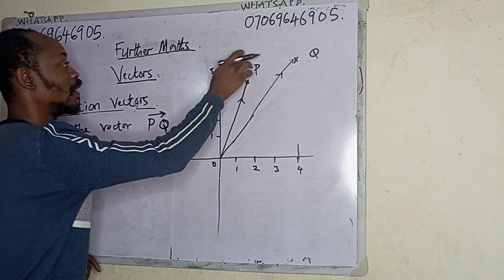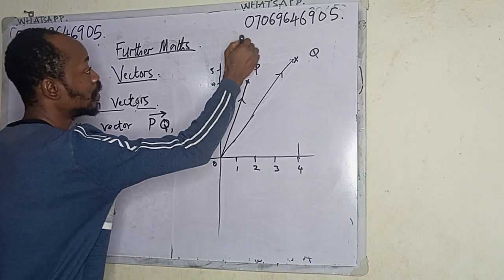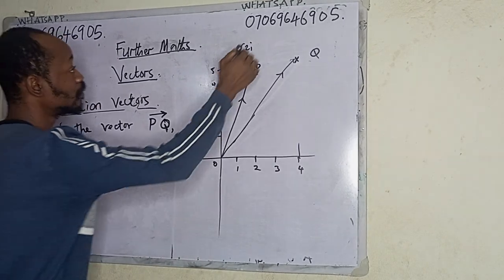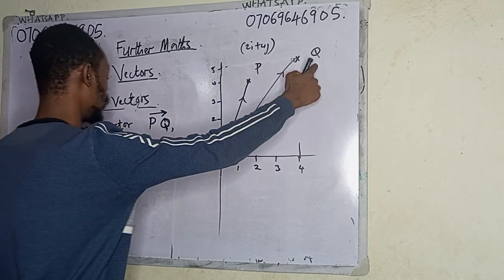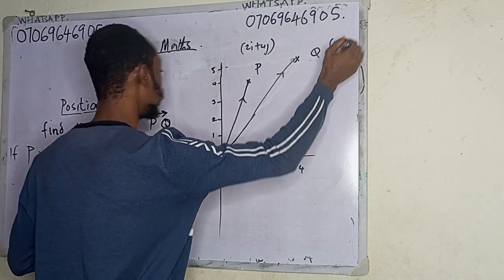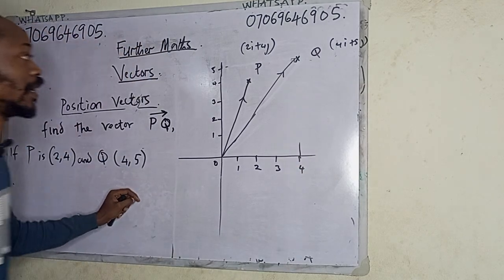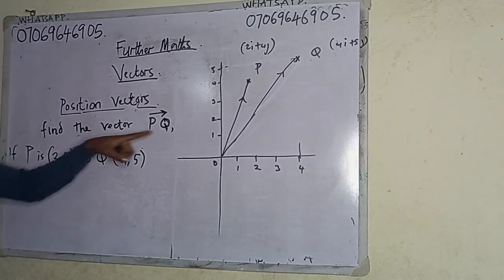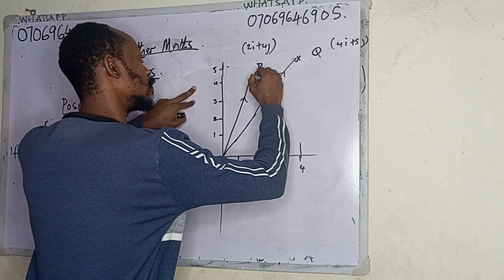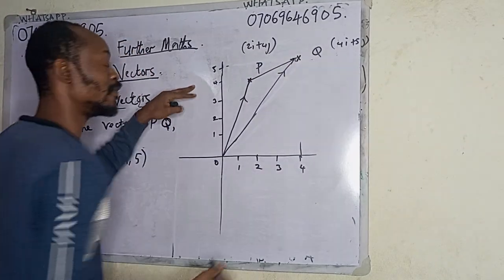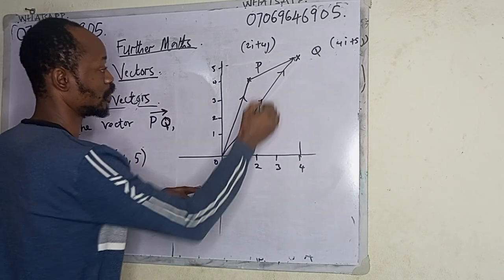Remember, we can write them in terms of i and j. So that's going to be 2i plus 4j for P. And Q is going to be 4i plus 5j. So that's vector Q. The question now says find vector PQ. That means we are going from P to Q. So we go like this from P to Q. Now we've been able to form a triangle. OQ goes up like that.